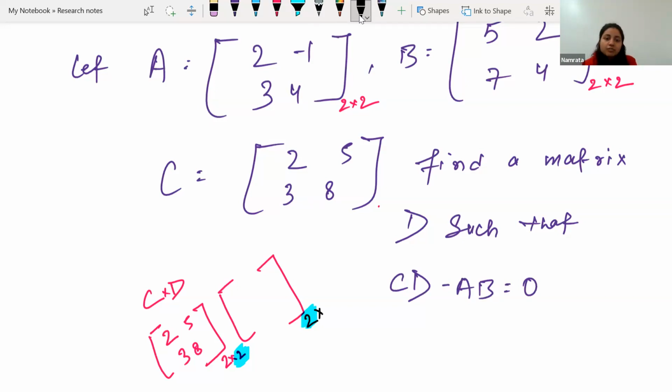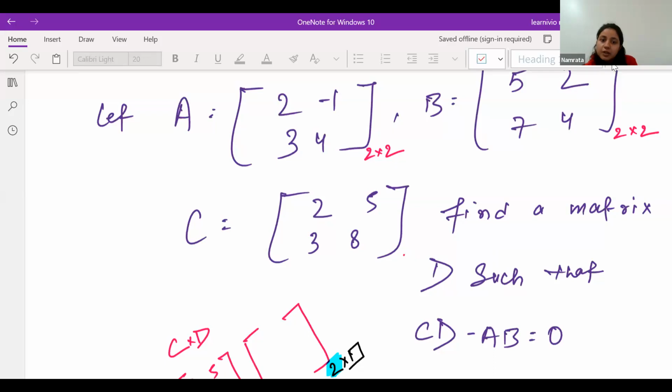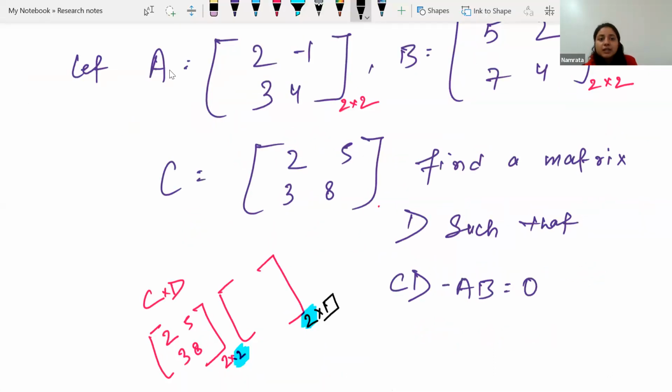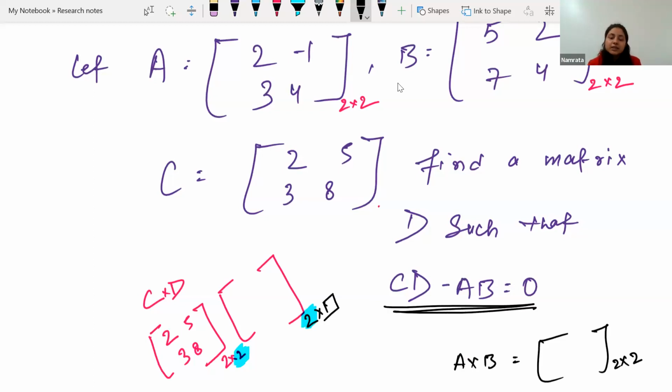What about the number of columns? It should also be 2 only, because when we multiply matrix A with matrix B, the result comes out as a 2 cross 2 matrix. CD minus AB equals 0 means CD equals AB. So when you focus on AB, you get a 2 cross 2 matrix. That means CD also has to be 2 cross 2 only. That's why D will be 2 cross 2.